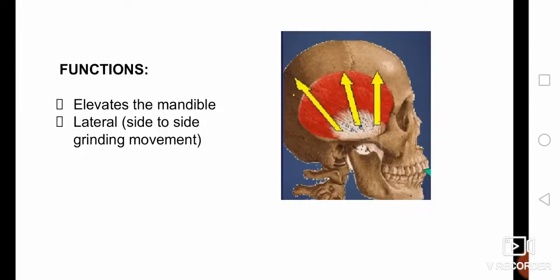Coming to the functions of temporalis, it helps in elevation of the mandible, and in side to side grinding movement, and also temporalis helps in the retraction of the protruded mandible because the fibers are in a forward direction. It helps in the retraction of the mandible.